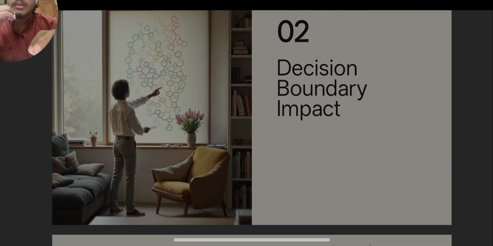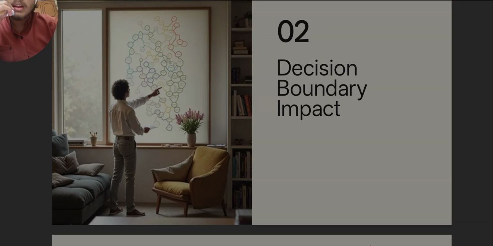The decision boundary impact. In machine learning, a decision boundary is a line, curve, or surface that separates different classes in the feature space. The choice of features, especially those selected using information gain, has a strong influence on how these boundaries are formed. First, the role of information gain in splitting: information gain selects features that maximize the reduction in uncertainty based on entropy. Second, the effect on the shape of decision boundaries.